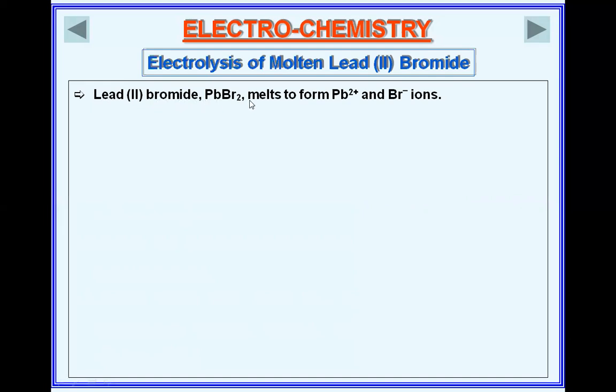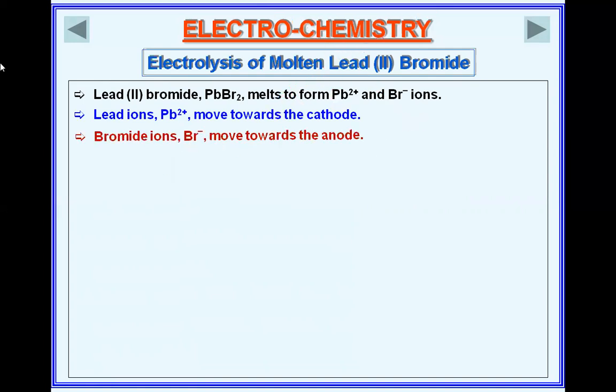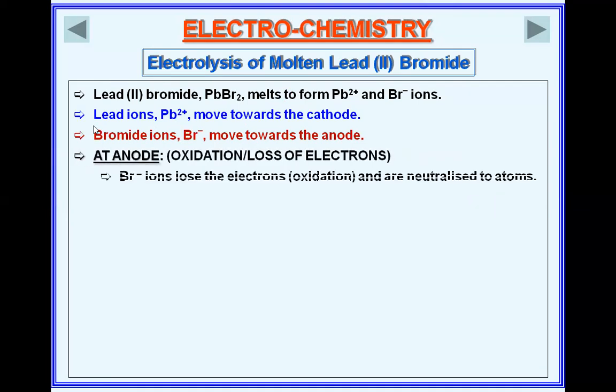So molten lead bromide contains lead ions and bromide ions only. We have only two different types of ions: one positive and the second negative. Lead ions move towards the cathode, being positive in nature. Cathode is the negative plate. While bromide, chloride, or iodide ions move towards the anode because they are negatively charged and the anode is the positive plate.